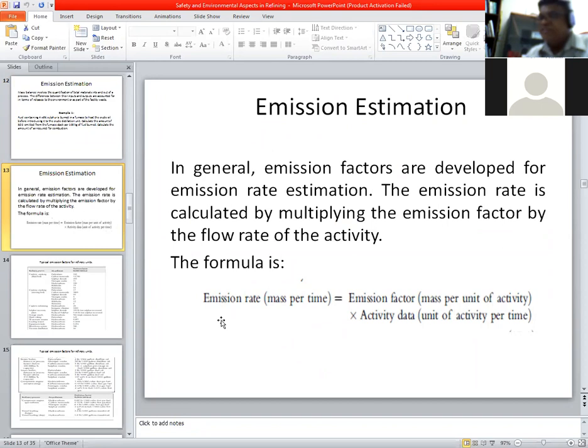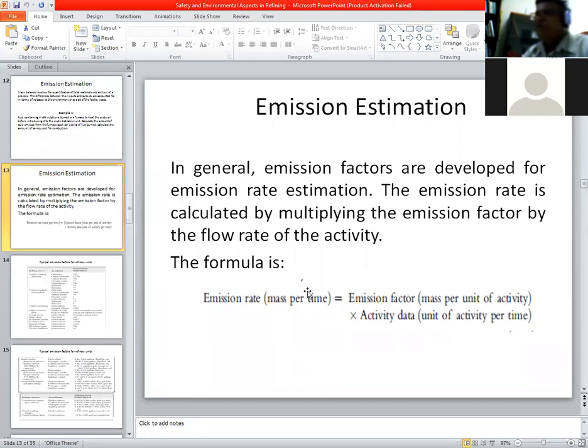Emission rate equal to emission factor times flow rate. You write flow rate to avoid any confusion, although it is also right to say emission rate is emission factor times activity data. Actually, activity data is equal to flow rate. Unit of activity per time, normally it is flow per time. The flow per time, that is flow rate.